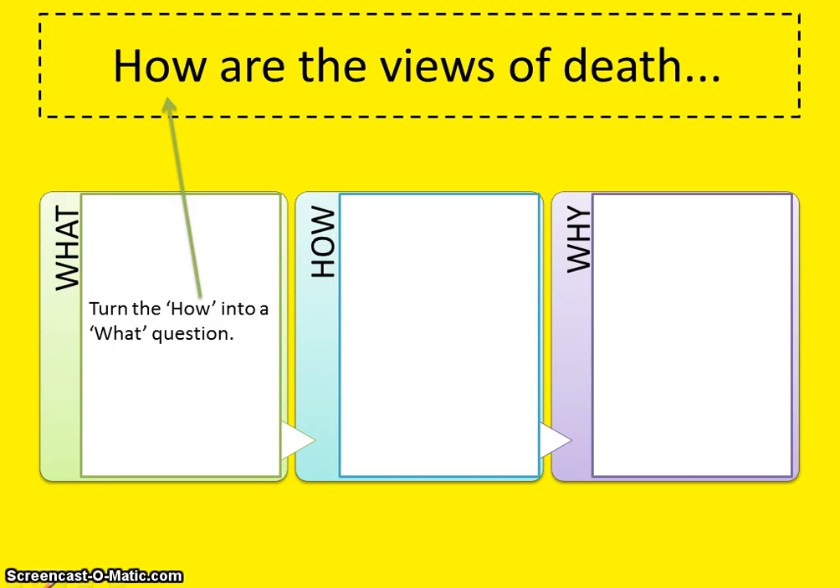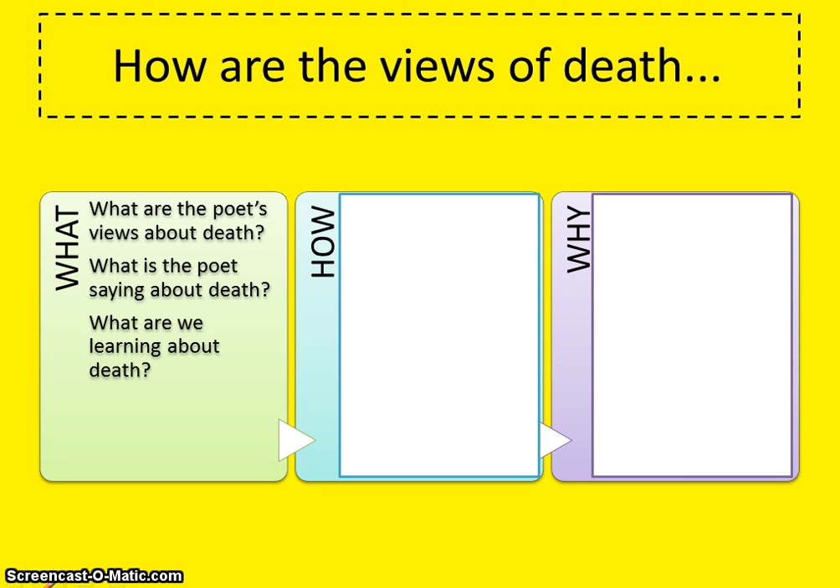Now, first thing to think about, how are the views of death presented? Well, you can't explain how the views of death are presented before you think about what the views of death are in the poem. So that's how you start. Turn the how into a what. What are the views of death in Do Not Go Gentle? Then, what is the poet saying about death? What are we learning about death?